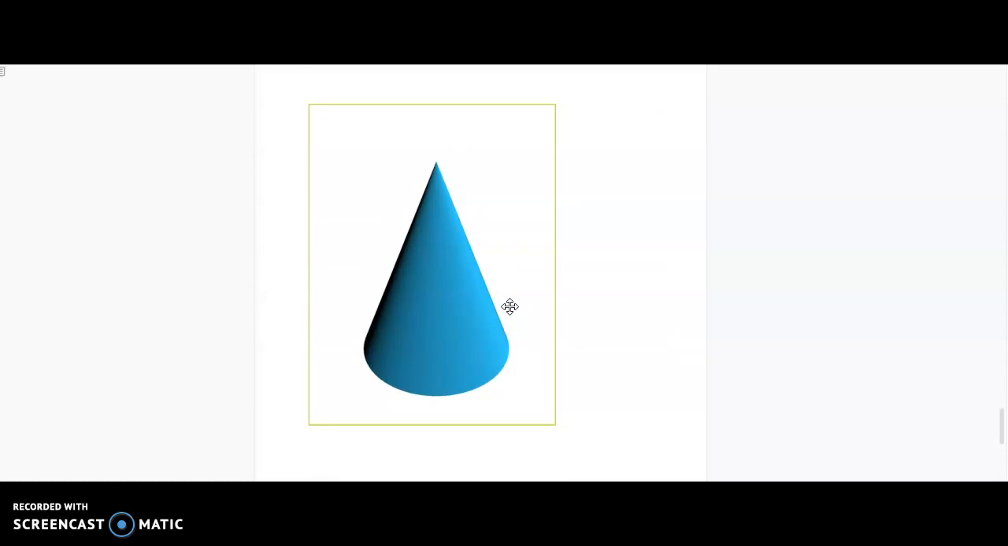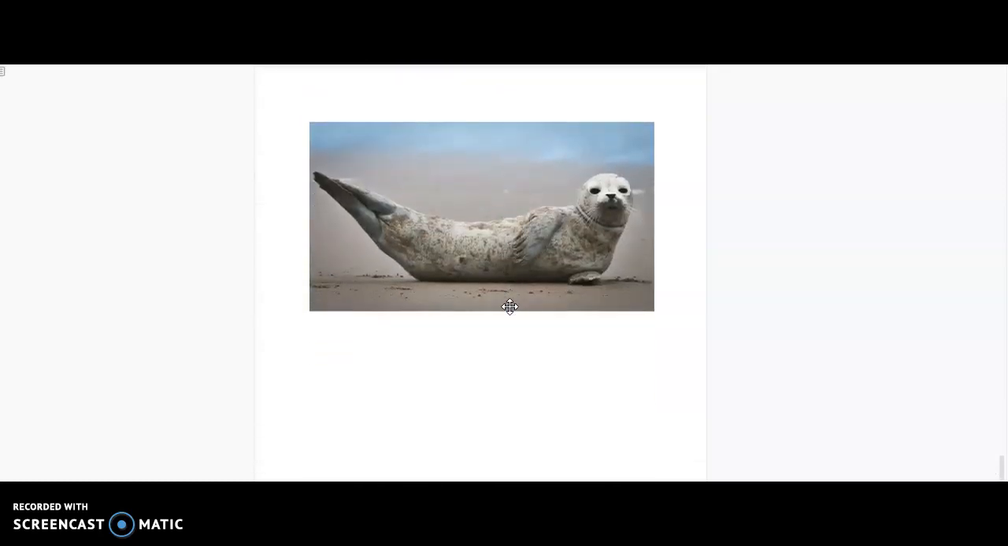Guys, what is this? We've talked about this shape. Yes, that is a cone. Good job. Say the word again. What is it? Cone. One more time, what is it? Cone. So what's the middle sound in the word cone? Yes, it's that O sound. Cone. Good job.